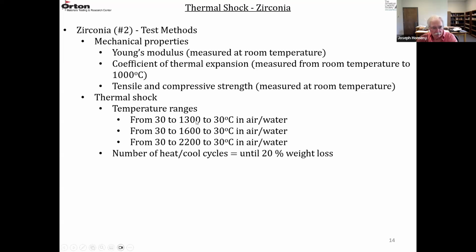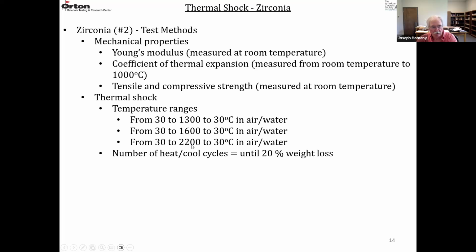And they looked at 3 different heating cooling cycles: from 30 to 1300 to 30 degrees C in both air and water quenching, 30 to 1600 to 30 degrees C in air and water quenching, and then 30 to 2200 degrees C back down to 30 degrees C in air and water. So they went to a very severe thermal shock sequence here.